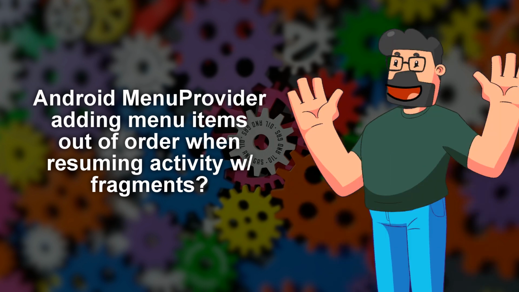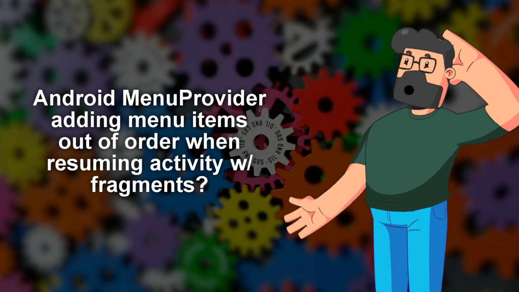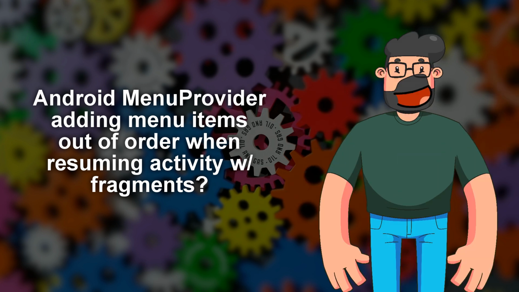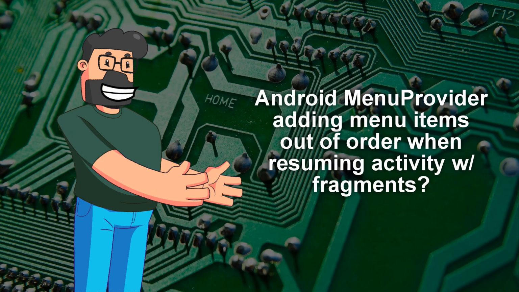Suddenly, the action bar menu decides to shuffle the menu items around, displaying them in the order 3, 4, 1, 2 instead of the expected 1, 2, 3, 4. Talk about a mix-up. Now, onto the solution.